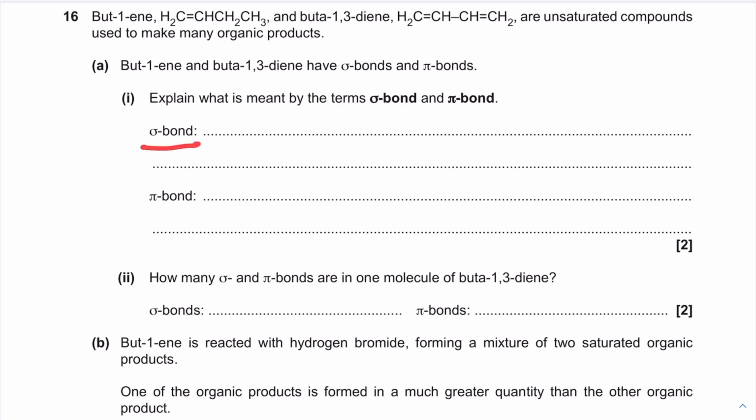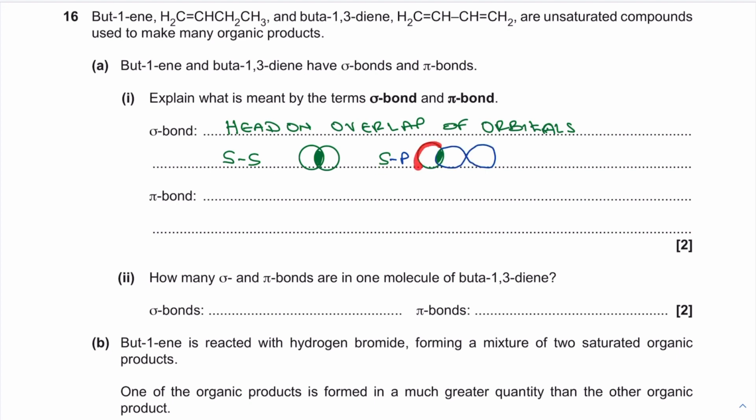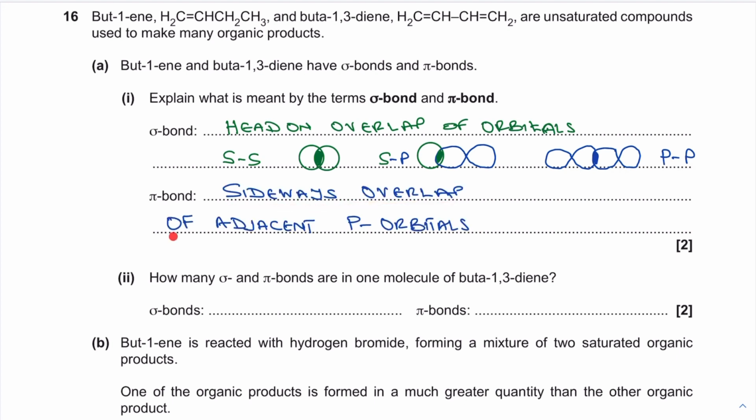A sigma bond is head-on overlap of adjacent orbitals. If you have s orbitals, which are spherical, that gives a sigma bond. An s and p orbital overlapping gives a sigma bond, or two p orbitals overlapping head-on also give a sigma bond. A pi bond is sideways overlap of adjacent p orbitals. Here's one p orbital and another p orbital overlapping sideways.